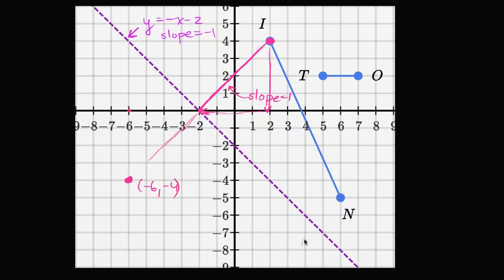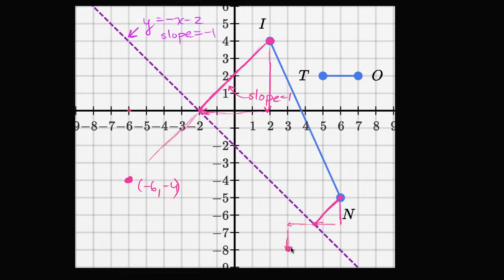For point N, we already know if we drop a perpendicular, it's going to have a slope of 1, because this purple line has a slope of negative 1. And the negative reciprocal of negative 1 is positive 1. To go from this point to this point of intersection, we have to go down 1.5 and to the left 1.5. So we want to do that on the other side. We want to stay on this perpendicular line, so we want to go left 1.5 and down 1.5.